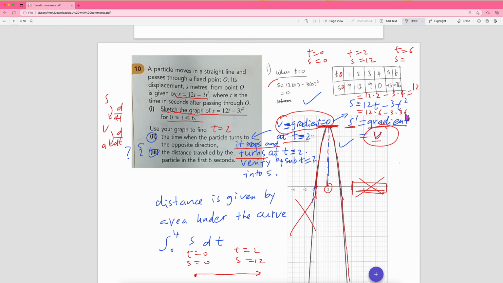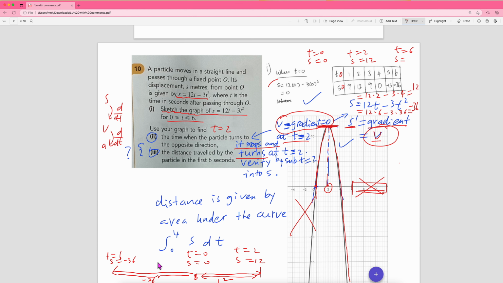Can you help me out? Negative 36. From the origin. So from here, I know that it will turn. Why? Because my s at t equals 6 is negative 36. So I know that here it will turn.